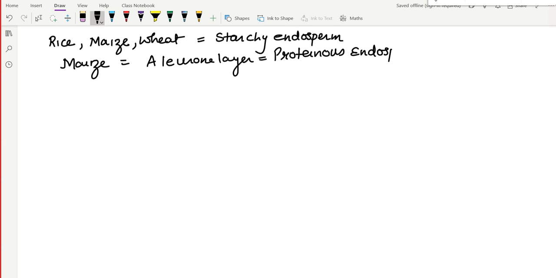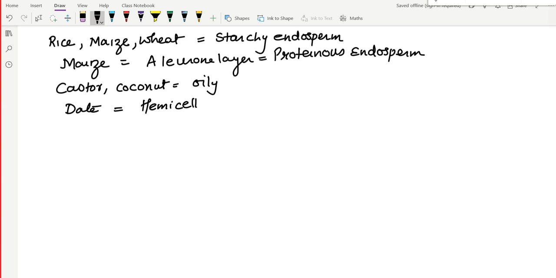Then we have castor and coconut. They have oily endosperm. Now we talk about plants like date plants. There it is made up of hemicellulose. Now we talk about palm plant. There it is made up of cellulose. So these are different plants which have different natures of endosperm.